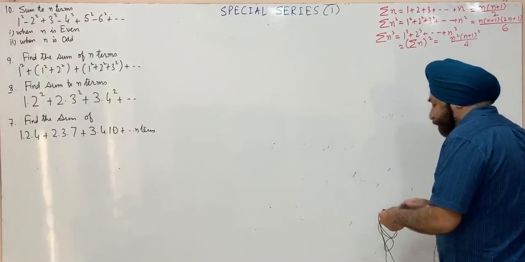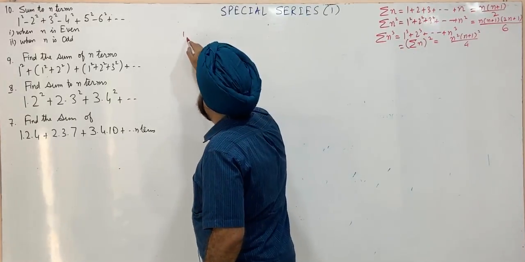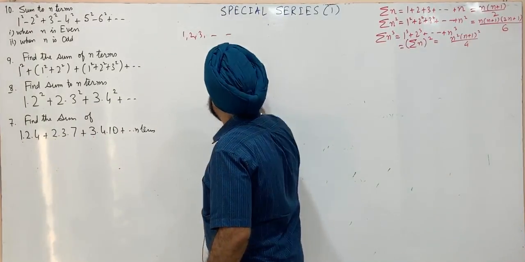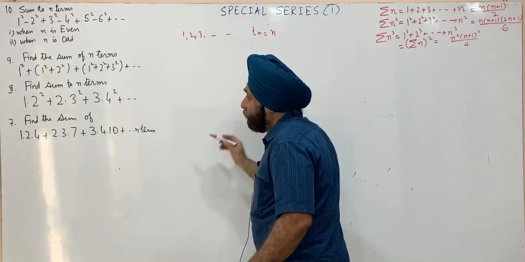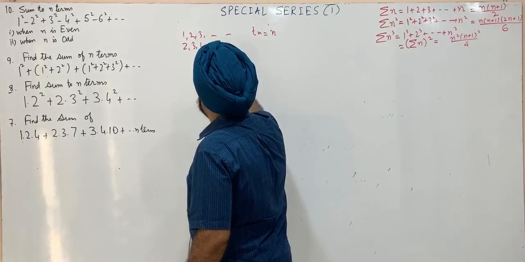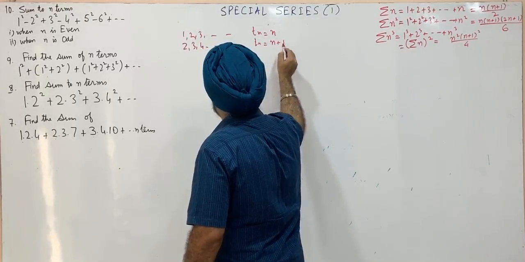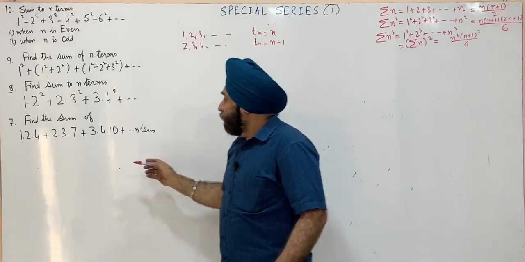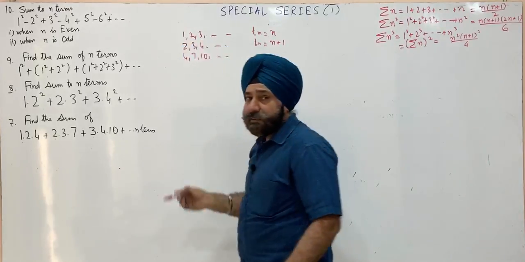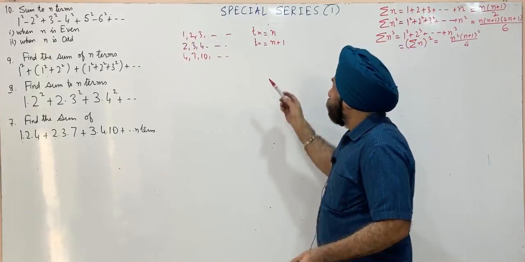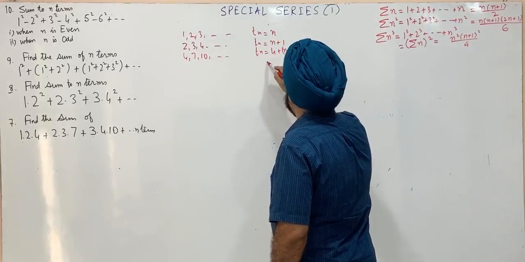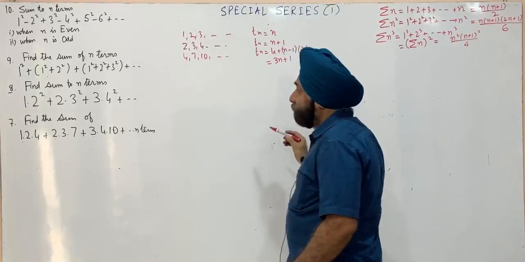So what do we observe here? That the first terms are 1, 2, 3 and so on. The nth term of this will be n. Then the second terms 2, 3, 4 are another AP, and the nth term is n plus 1. Similarly 4, 7, 10, the third terms, are another AP, and the nth term of this is 4 plus n minus 1 into the common difference of 3, that's 3n plus 1.